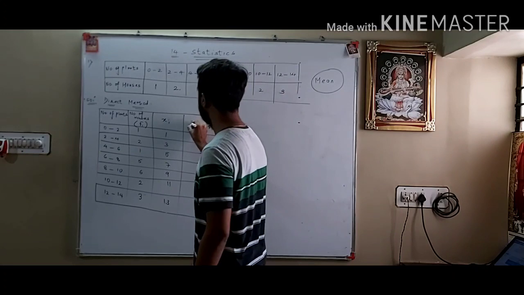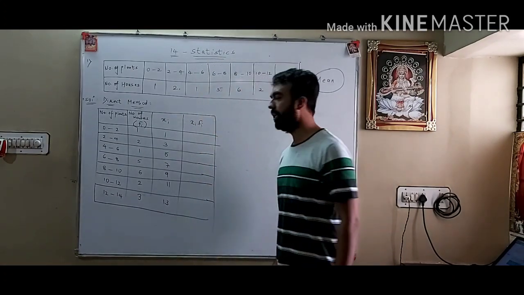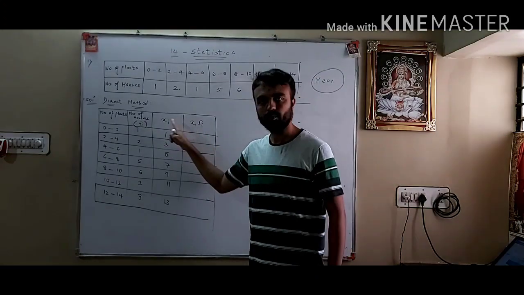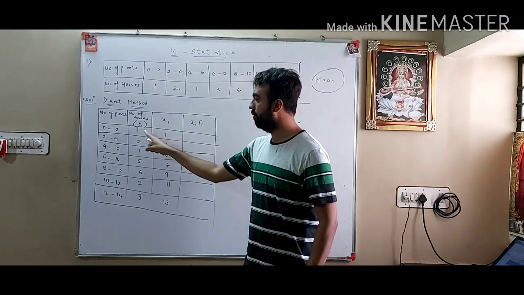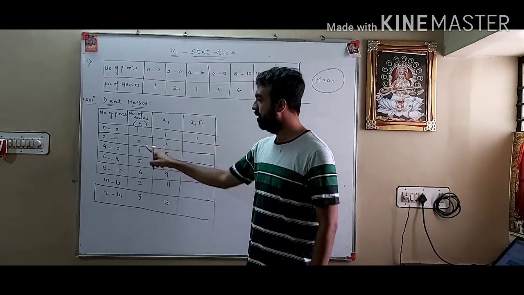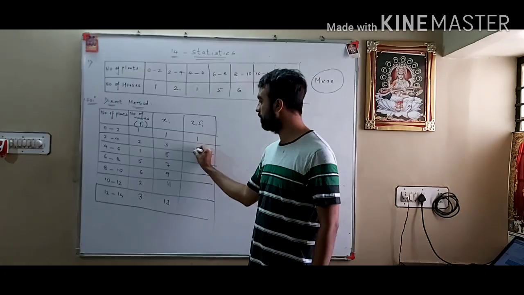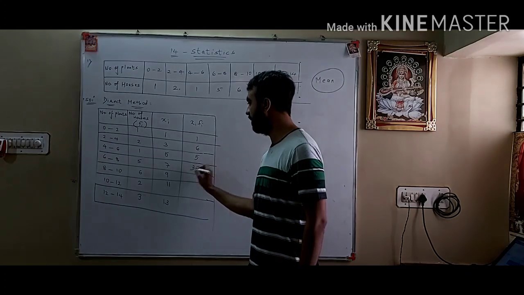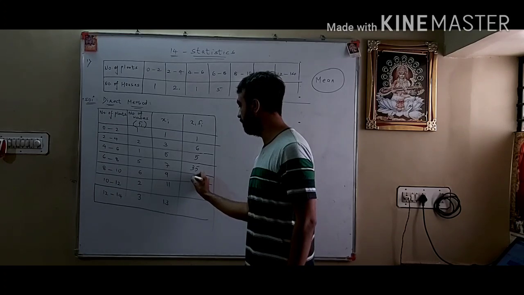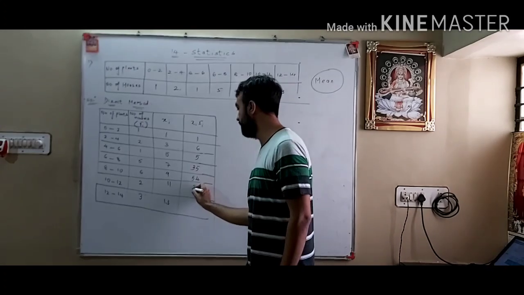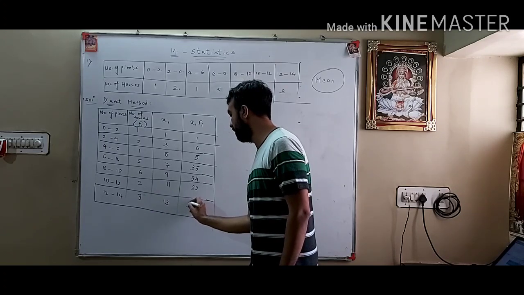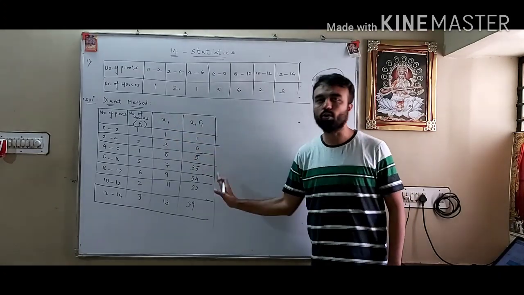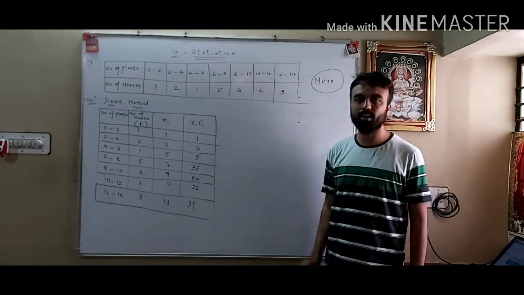Last column, it will be xifi. That means multiplication of these two columns. If you multiply these two, 1 into 1, you will get 1. If you multiply these two, 2 threes are 6. 5 ones are 5. 5 sevens are 35. 6 nines are 54. Then you will get 22, and you will get 39. So this is how you need to multiply these two columns. Okay, so this is the last column, xifi.